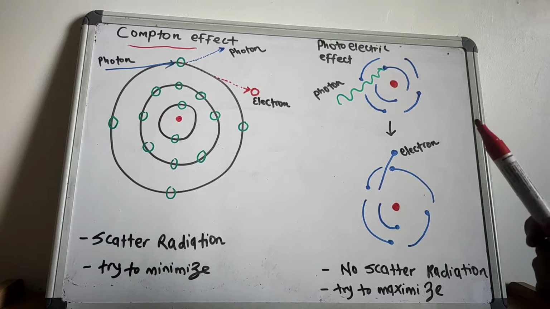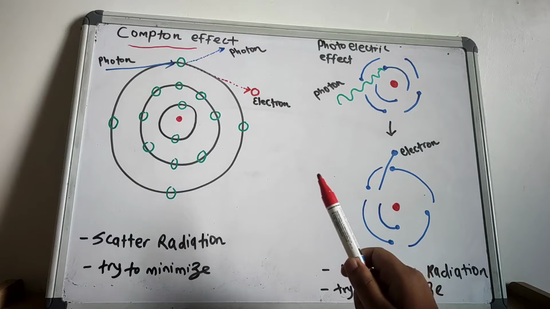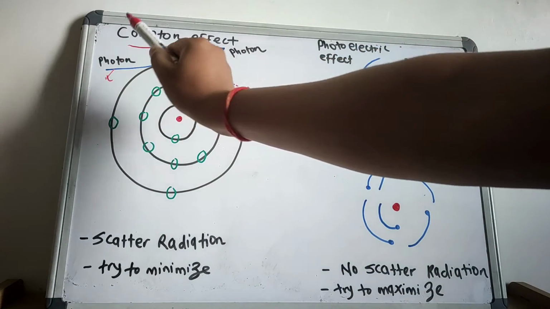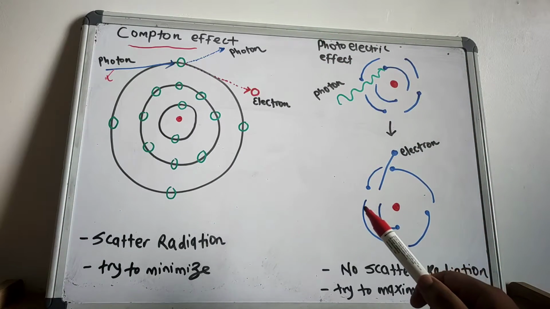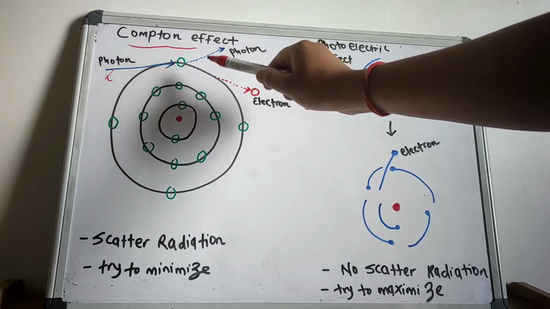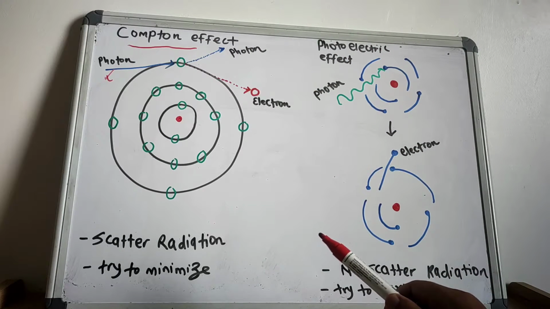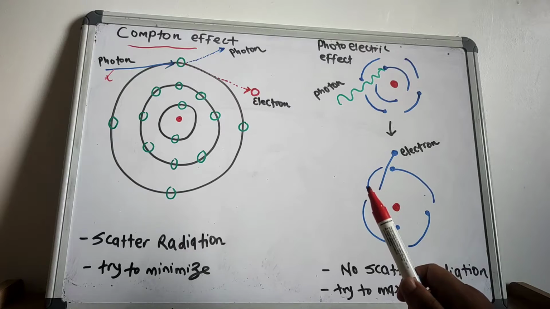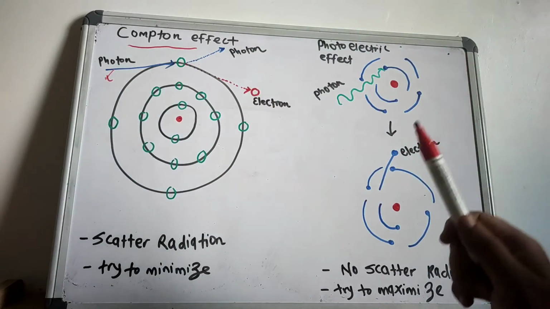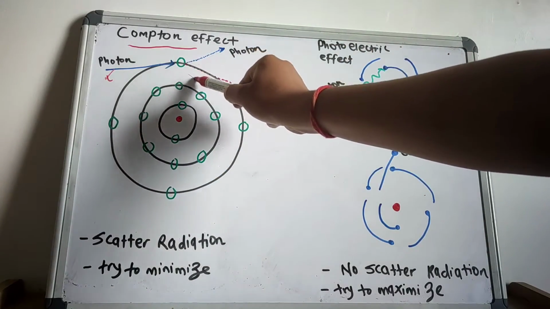The Compton effect describes the interaction of the X-ray photon with the outer shell electron. What happens is that the X-ray photon enters the patient's body and collides with the outer shell electron of an atom, which is loosely bound by the nucleus because it is farther away from the nucleus. Because the electron is loosely bound, only a small amount of energy of the X-ray photon is transferred to the electron, and it is thrown out of the atom.